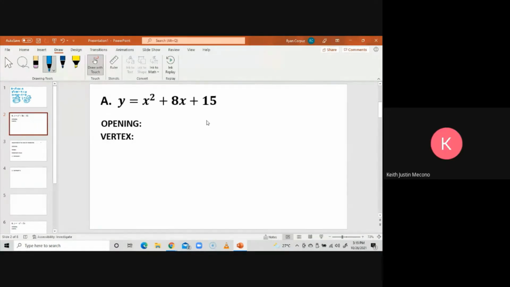Upward. That is upward. So, the opening of the graph is upward. Bakit sa tingin mo upward yung opening? What makes you decide that the opening of the graph is upward? A is greater than 0. Because A is greater than 0 or your A is positive. Okay. So, we know that the graph opens upward.